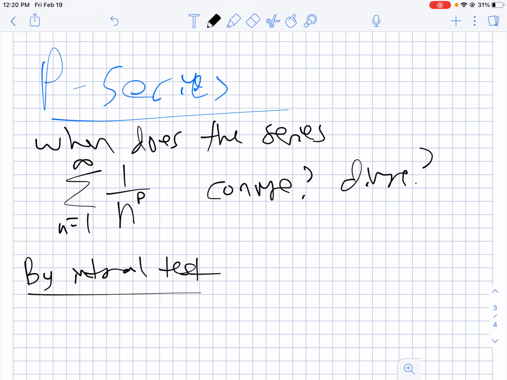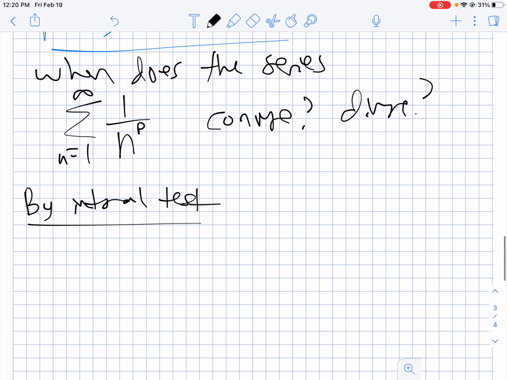So if you take something like the series of 1 over n, in our last video we used the integral from 1 to infinity of 1 over n to show that it diverges. So that's the case where p is equal to 1. Well, what if we try a bigger number? What if p is equal to 2? So what if we have the sum of 1 over n squared?